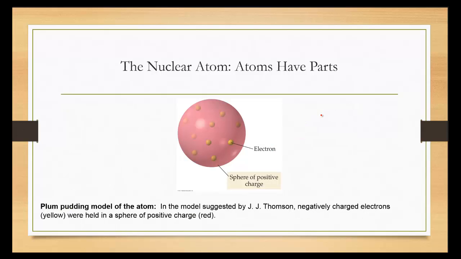So this is what his model showed. They call it a plum pudding model, and this is actually representative of an English dessert. Remember, Thomson was from England. So he said that in this purple sphere, there was a positively charged purple area, and these yellow dots here are the negatively charged electrons.